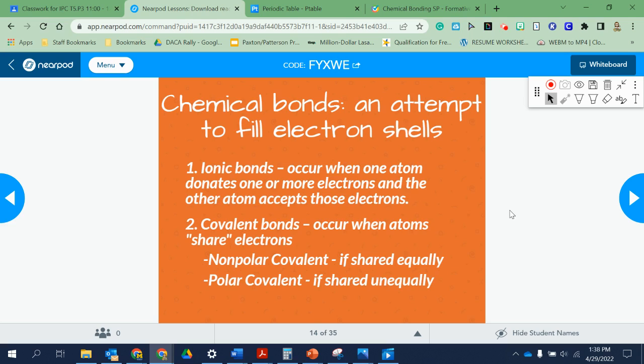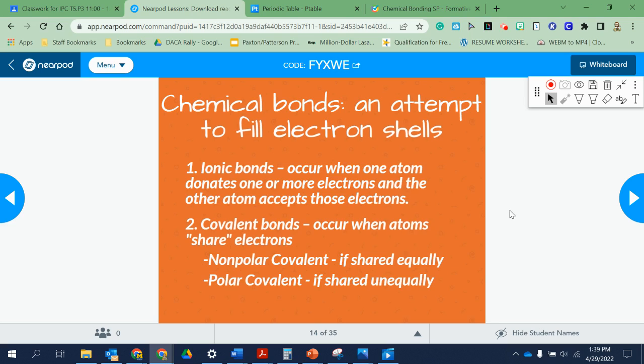So we saw the video at the beginning, just kind of introducing the difference between ionic bonds and covalent bonds. So again, ionic bonds occur when one atom donates one or more electrons and the other atom accepts those electrons, right? So remember, an ion is an atom that is either positively or negatively charged, right? That is the definition of an ion. So when you have a positive and a negative ion, I don't know if you've ever heard the term opposites attract, but that's what happens here.